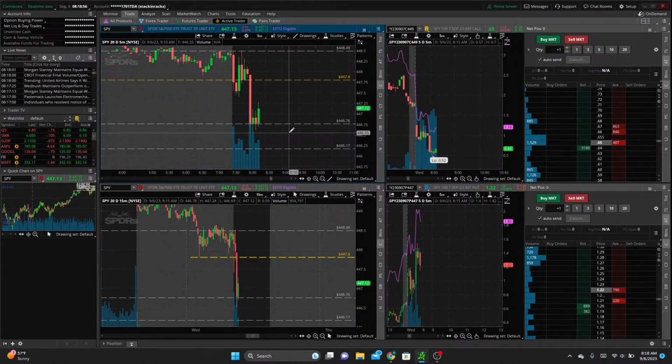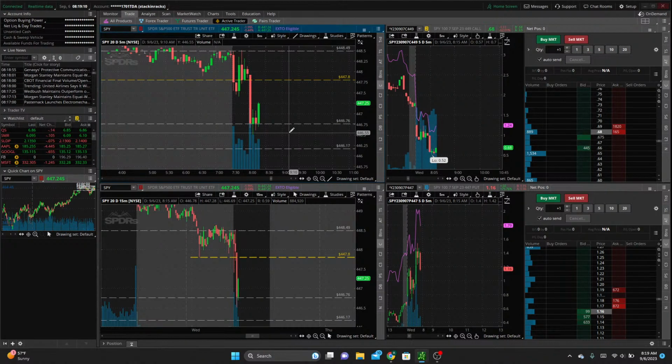But yeah, I would say the biggest thing is just to create a set of rules. Like, what do you look for to get into a trade and what do you look for to get out of a trade? And just have that predefined. And if you're comfortable with those rules, then take it.